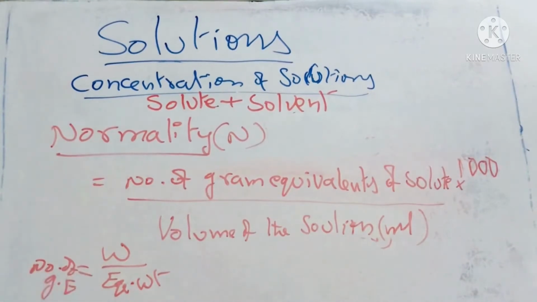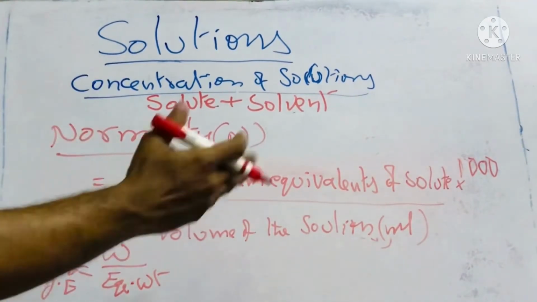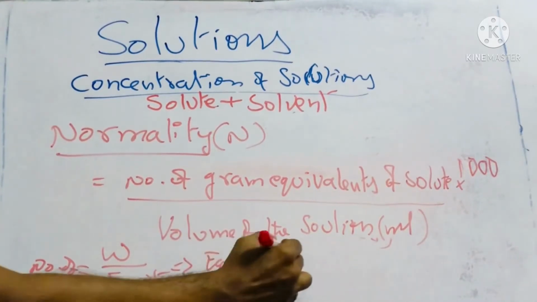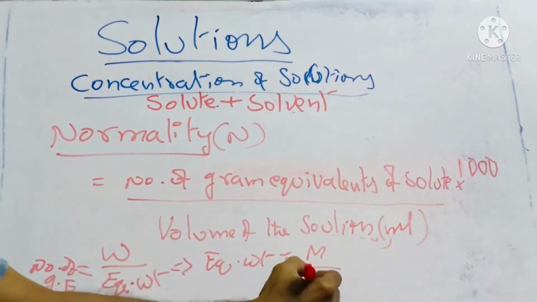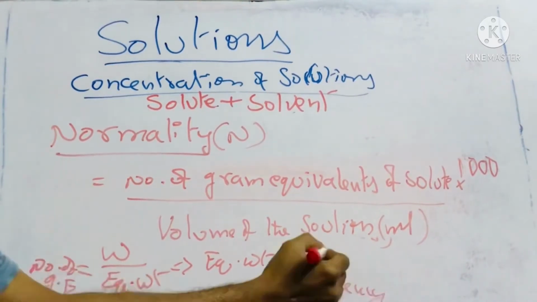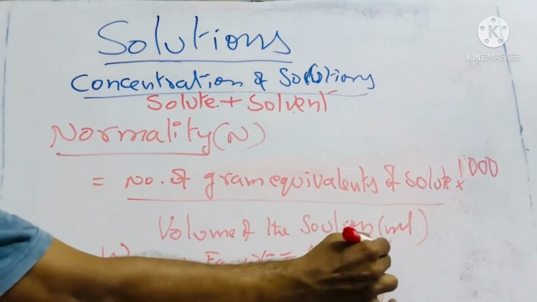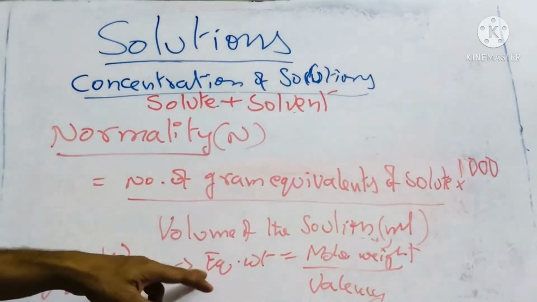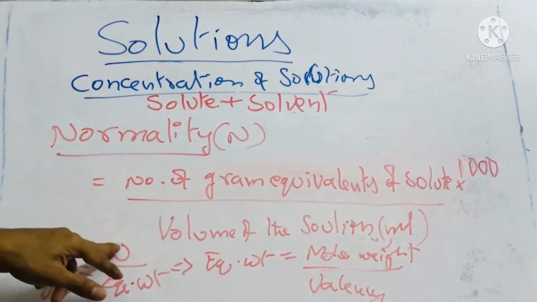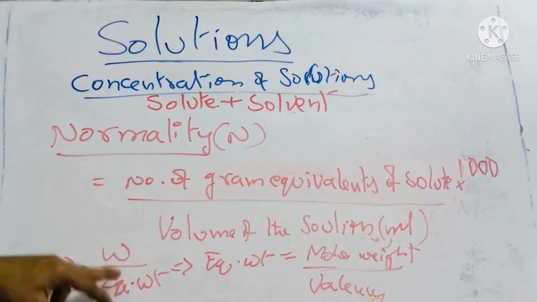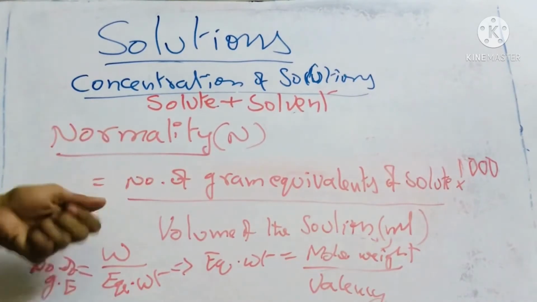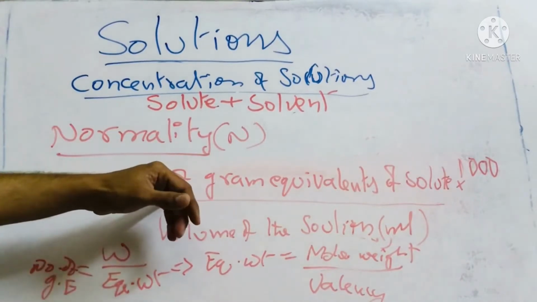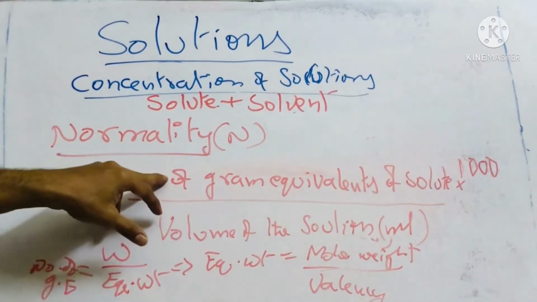What is the equivalent weight? That is your molecular mass divided by valency. So equivalent weight is equal to molecular mass divided by valency. That will give you the equivalent weight. You put that in W by equivalent weight: the weight of that particular solute is measured, and its equivalent weight will be calculated. That will give you the number of gram equivalents of that particular solute.